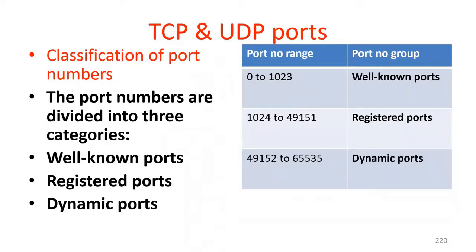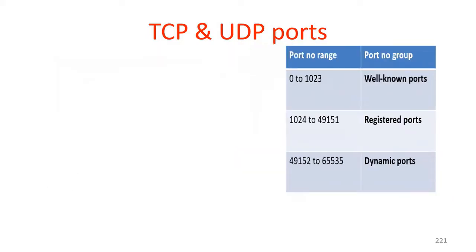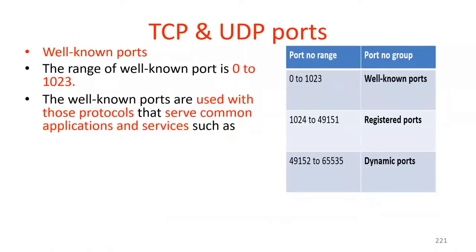One is a well-known port number. The right side diagram shows the well-known port number, the registered port number, and the dynamic port number. Here, these are all the different port numbers. The well-known port numbers range from 0 to 1023. The registered port numbers range from 1024 to 49,151. And the dynamic port numbers range from 49,152 to 65,535.